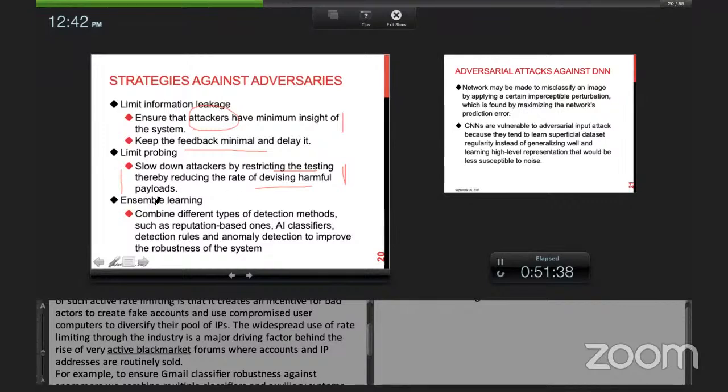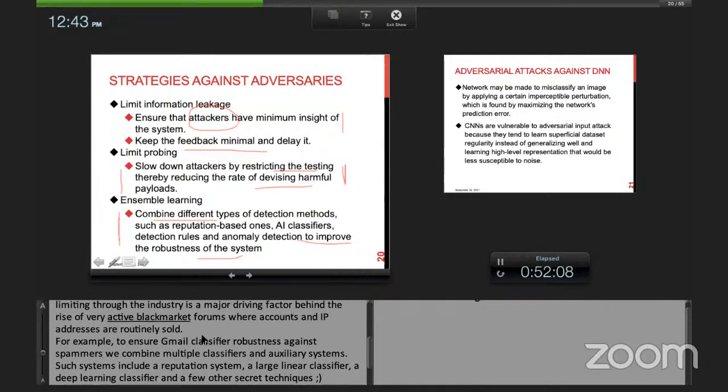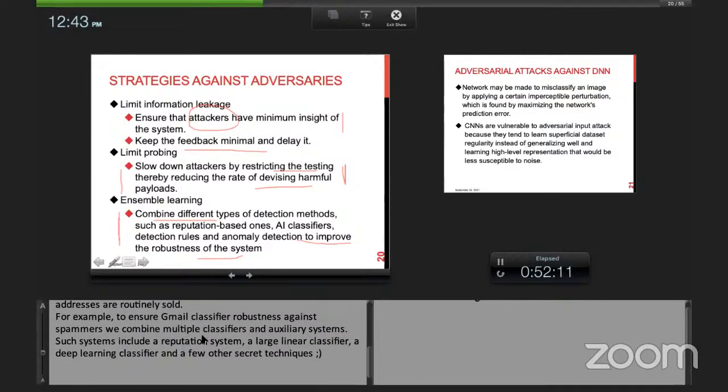Okay, that's why. And what can be done, which is also an important thing, is that you can have some ensemble learning. You can combine different types of detection methods and use them to improve the robustness of the system. That means even before putting your system through the actual application, you can have an ensemble learning sort of thing, where you first test that it is okay to run your application. That's what is meant here.